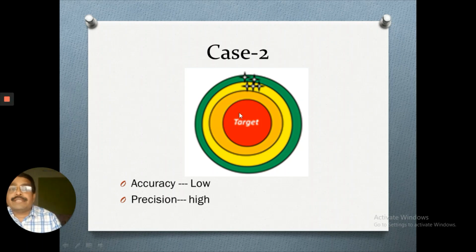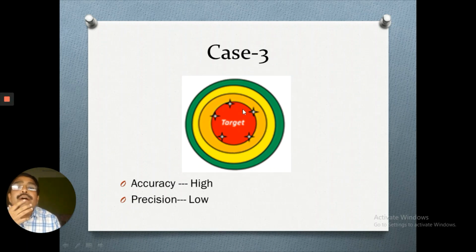Suppose we see a third case. Can you see, all the crosses are within the target, meaning accuracy is there, it is very clear, but the precision is low. Why is the precision low here? Because all these crosses are scattered, they are not close to each other. That's why the precision is low here.